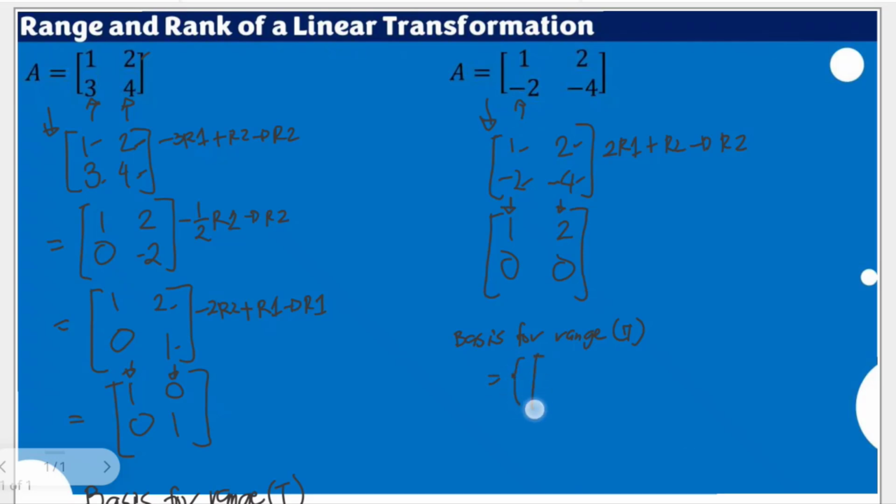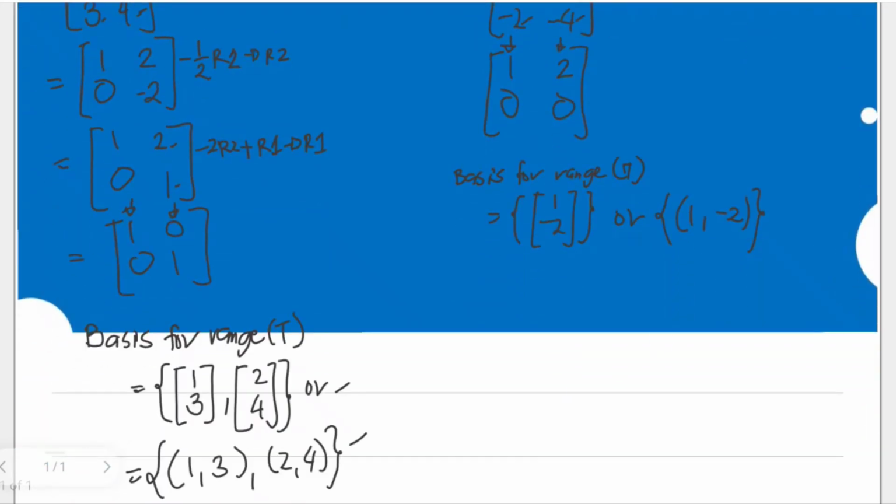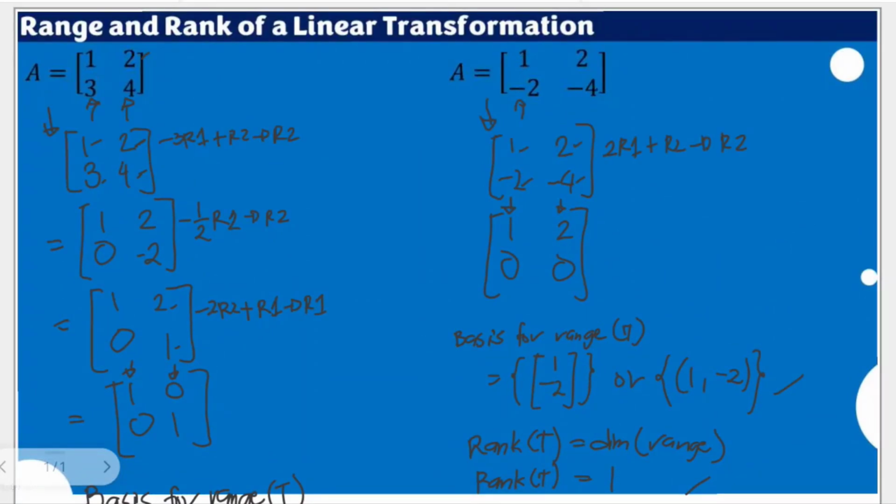So we will have here a set containing 1 and negative 2, or you could rewrite this in the form of a vector, 1 and negative 2. In short, the rank, being the dimension of the basis of the range, we only have one vector. So you have here the rank of T is equal to 1. This is the basis for the range. So this is how we solve the basis of the range and the rank of a linear transformation involving these two matrices.